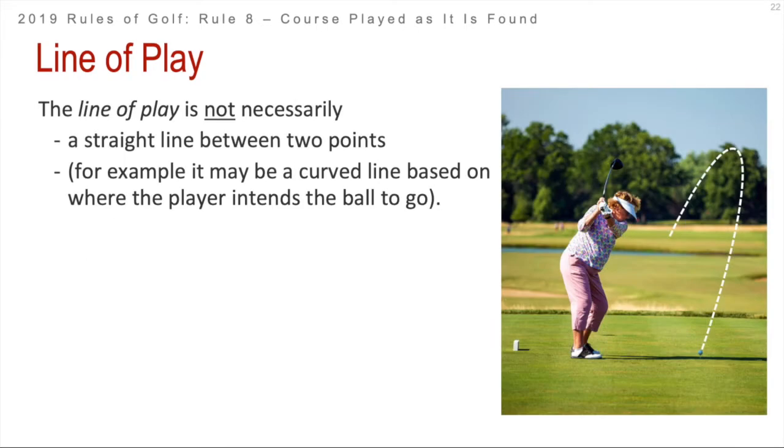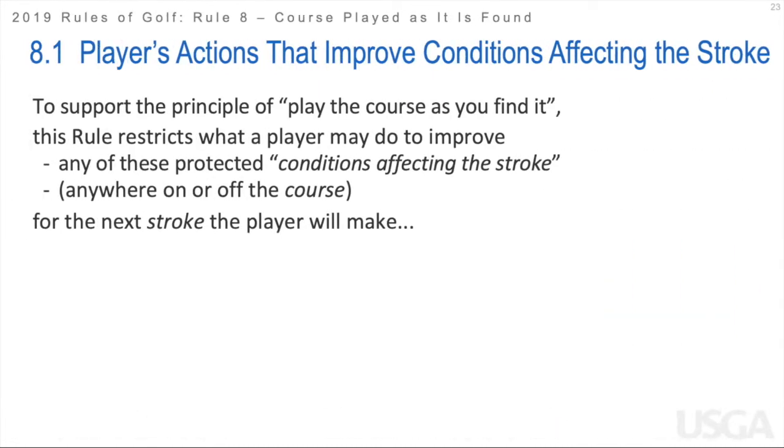Like I said, line of play is not necessarily a straight line between 2 points. It could be a curved line based on where the player intends the ball to go, because that's how they want to play the shot, or there's wind that they're adjusting for, or what have you. Again, to support the principle of playing the course as you find it, this rule restricts what a player may do to improve any of these conditions affecting the stroke anywhere on or off the golf course, and off the golf course means out of bounds, and it is specific to the next stroke that the player will make.